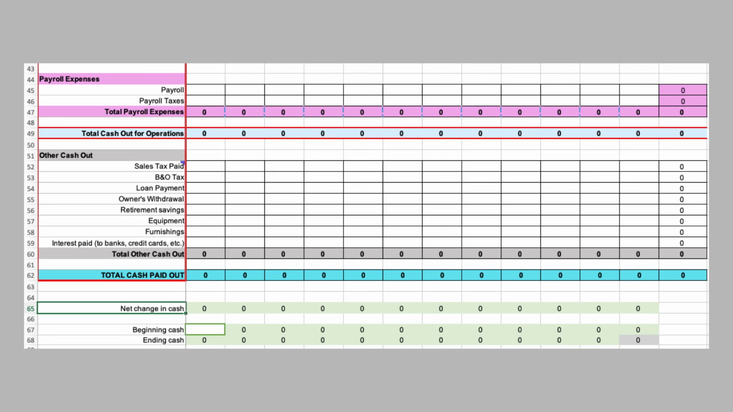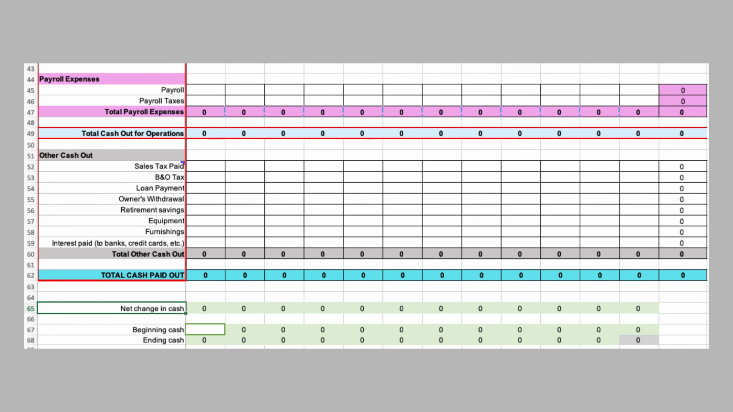Next layer down is payroll. That's payroll expenses. This would kick in if you have a corporation or an LLC. If you have a sole proprietorship, then anything that is profit to the business is considered your pay anyway, whether you call it payroll or not, but payroll taxes don't come out of that. Anyway, total payroll expenses is accounted for in this section. If we add up all those operational expenses, general expenses, marketing expenses, and payroll expenses, we get line 49, the total cash out for operations.